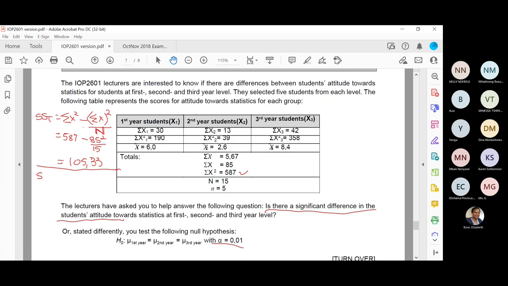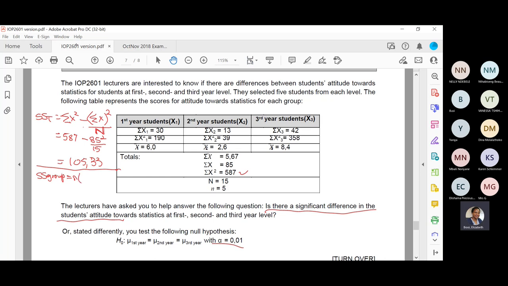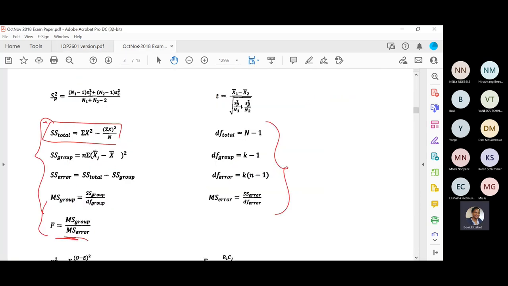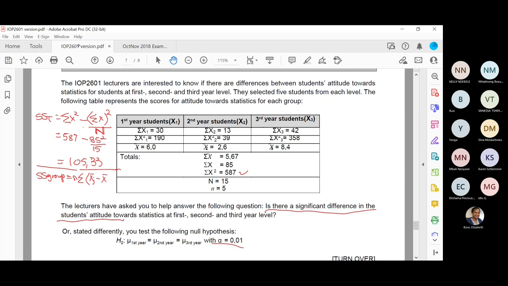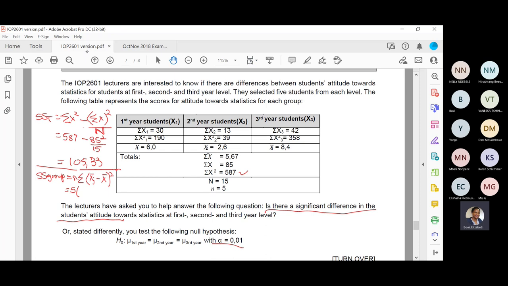So we have SS group equals, the formula is a small n times the sum of your mean J, which is the mean of every one of them, minus, because that's what the formula says, the overall mean, and squared. So our small n is 5 times, we need to do all this. Let's go back there. You can see that it says the sum of that, because we need to do the sum of individual values.